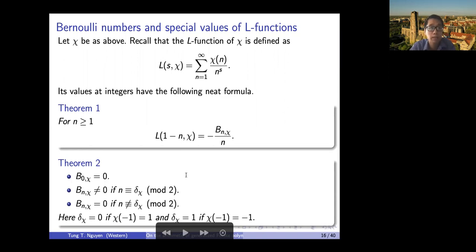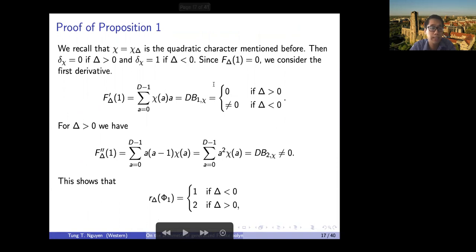Okay, so now I go back to the main proof and explain the idea of the proof. First of all, I need to talk about the sign of the character. So we know that in this case, delta chi will be equal to 0 if delta is positive. So it is an even character if delta is bigger than 0, and it is an odd character if delta is less than 0. And we already saw that f_delta of 1 equals 1.